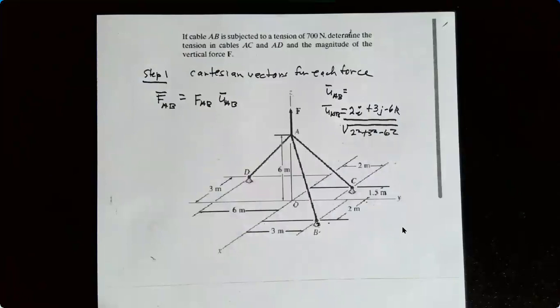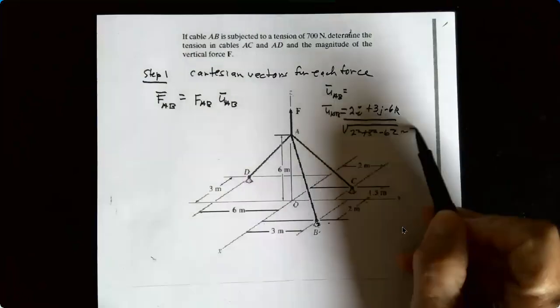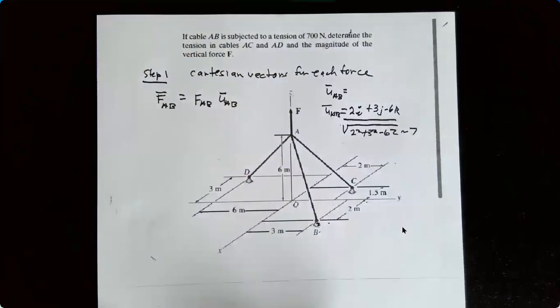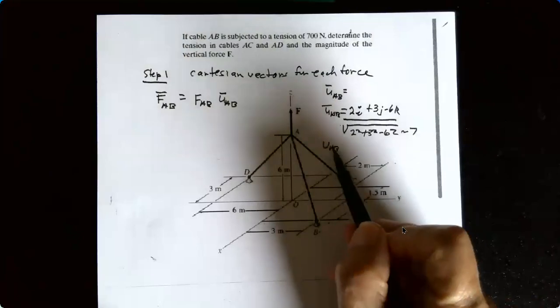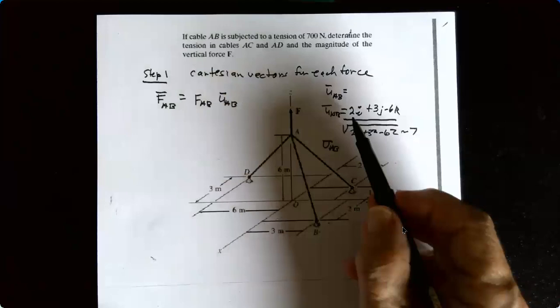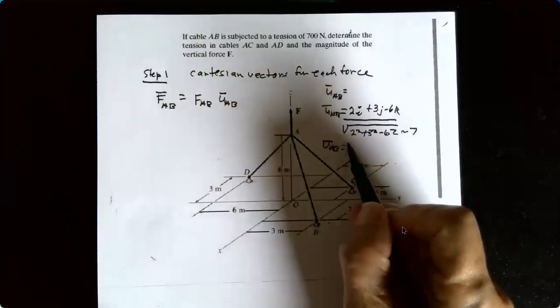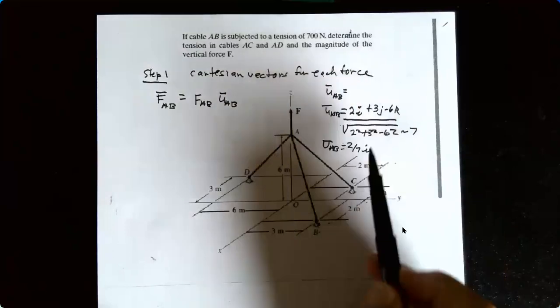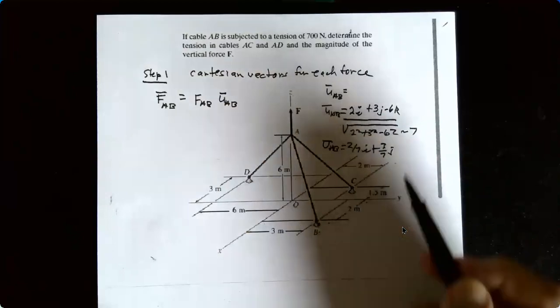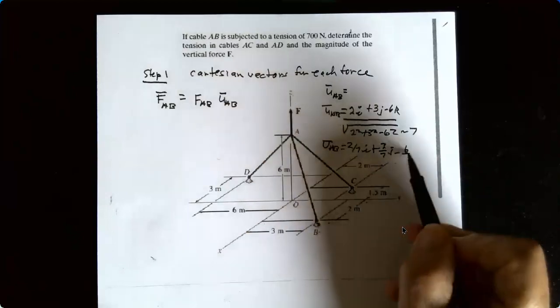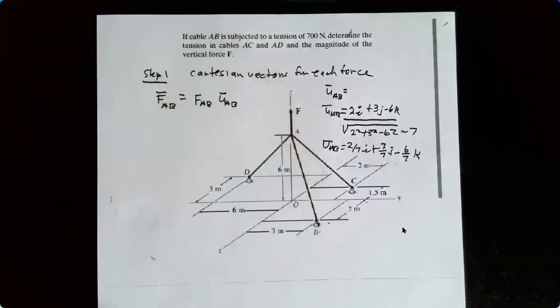Okay. This value down here ends up being 7 as a denominator. So I can write UAB, unit vector AB, then is 2/7 I plus 3/7 J minus 6/7 K. And so that's the unit vector for AB. I'll come back.